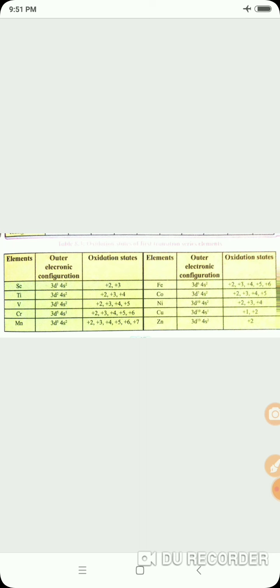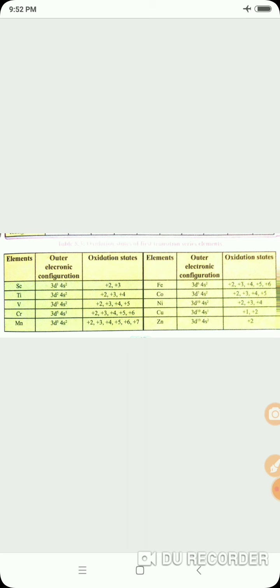So the outer electronic configuration is given here. Scandium has outer electronic configuration 3d1 4s2, then titanium 3d2 4s2. So this is the electronic configuration, and oxidation states are given. Means the transition elements show a variety of oxidation states when they form various compounds, and in that particular compound the transition element shows a variety of oxidation states. So the first element, scandium, shows oxidation states.